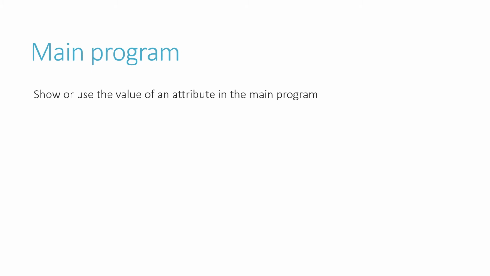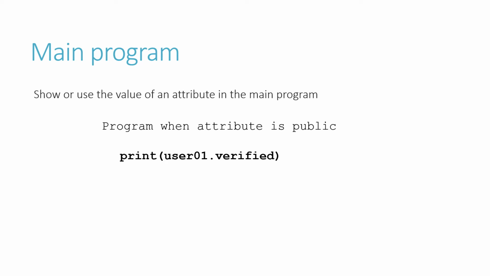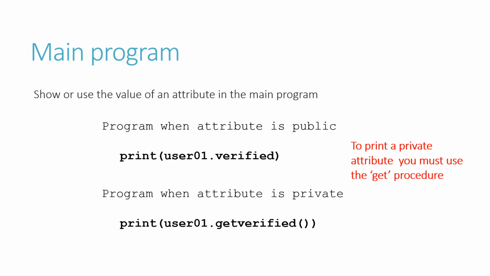Often in the main program, we want to show or use the value of an attribute. In an ordinary program, we do it like this. For example, print user01.verified. That would print the verified attribute of user01. But if the attribute is private, this command would not work because we're referring to the attribute directly in the main program. So if the attribute is private, we need to show it like this. Instead of the verified attribute, we've written the get verified method name, and that will return the value of the attribute to the main program. So it will have exactly the same result, but it's done in a slightly different way.